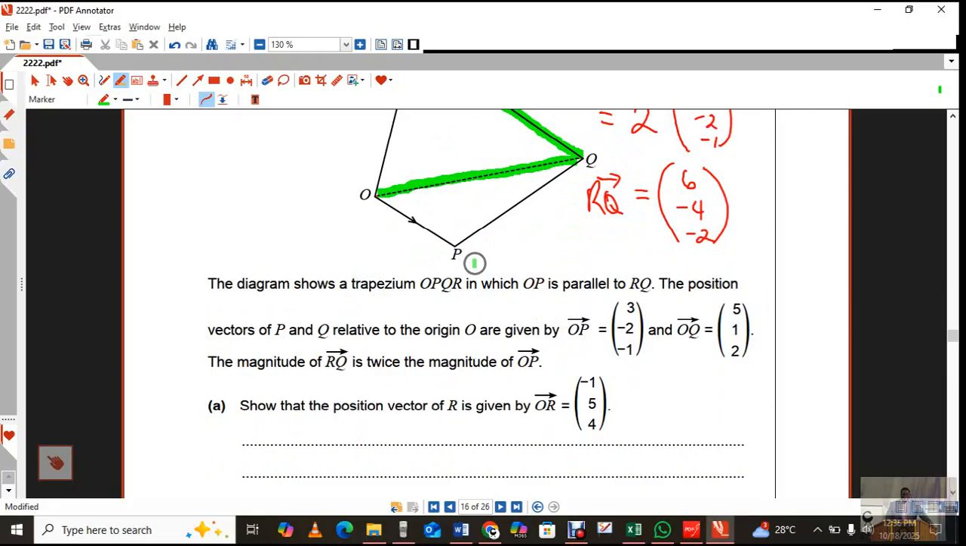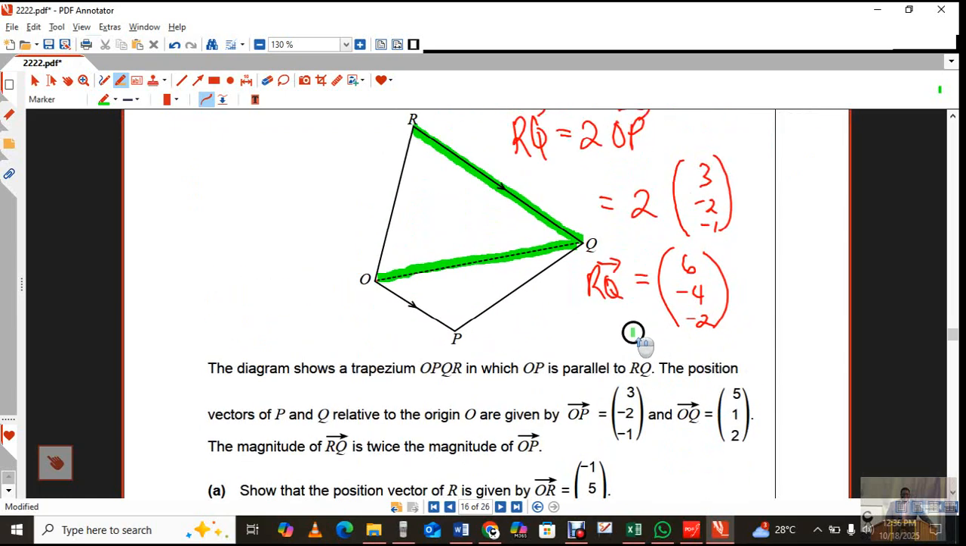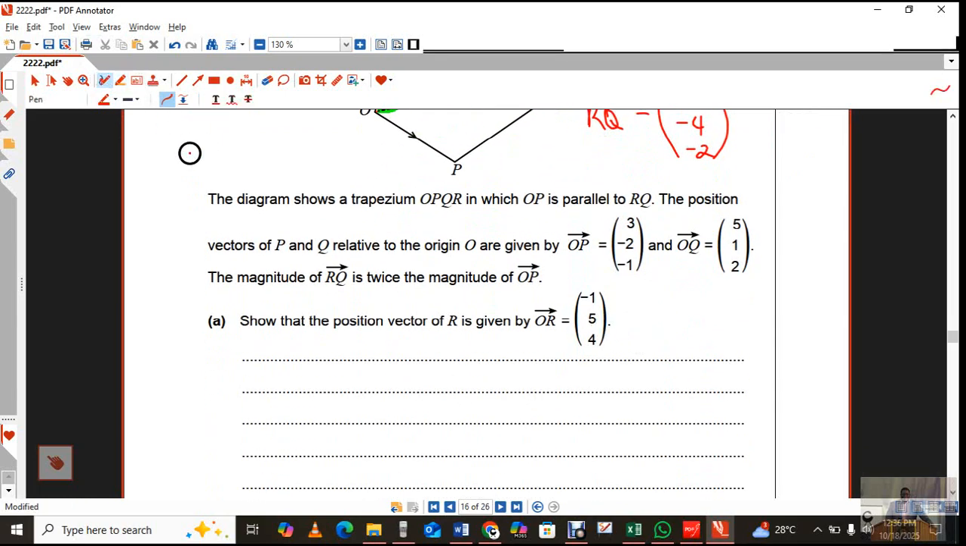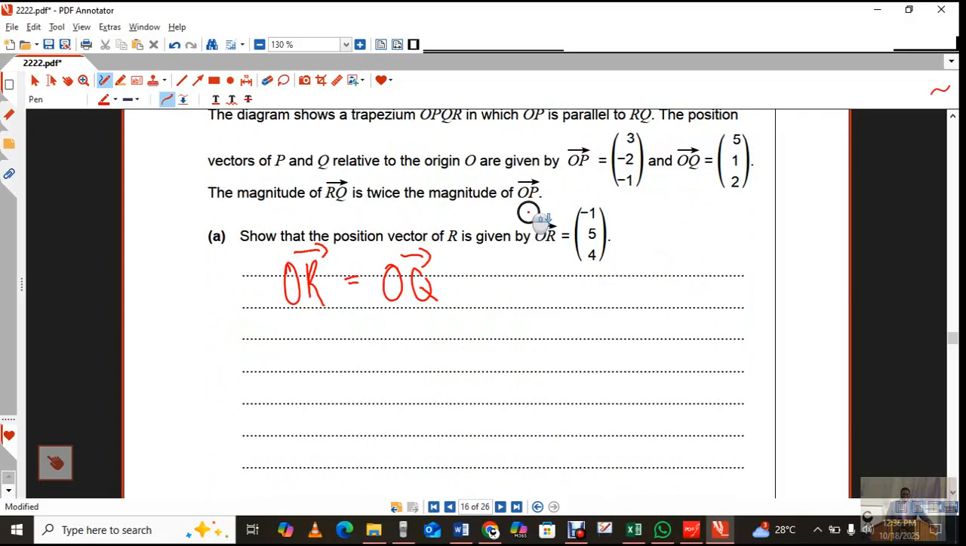Right, so what is OQ? If you look at OQ, we were given OQ here. So let me just write OR nicely so you can see what I mean. For me to go from O to R, I'm going to go OQ, as I showed in green, plus QR. Now what is OQ? It's given to me here. OQ is 5, 1, and 2.